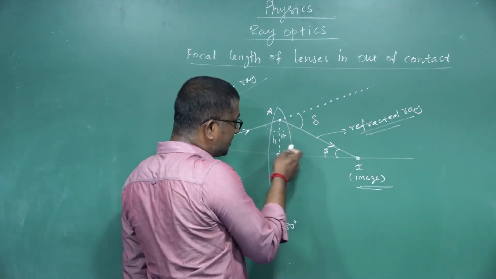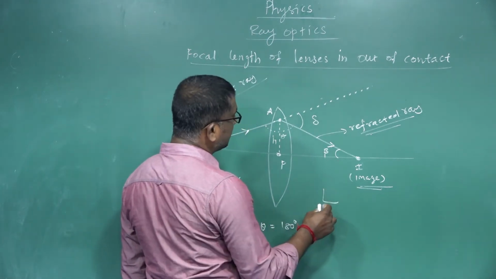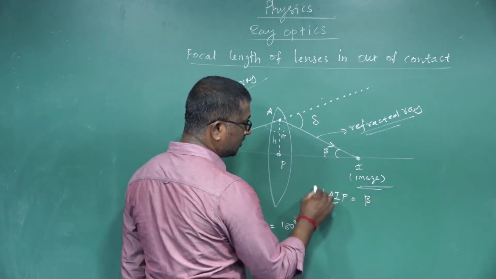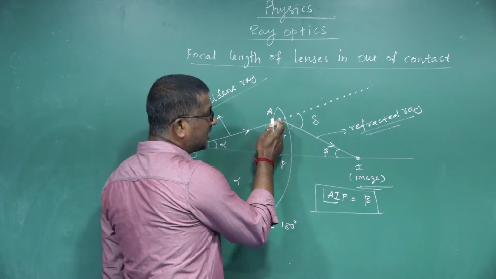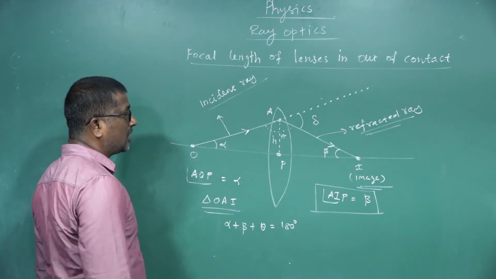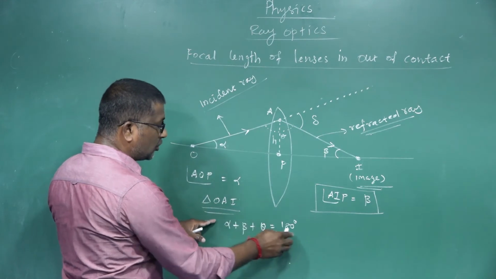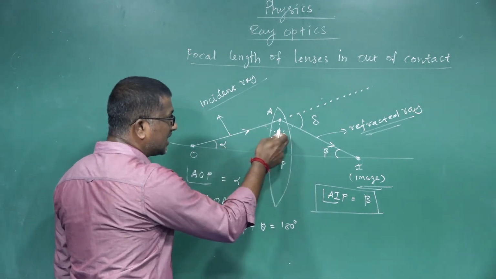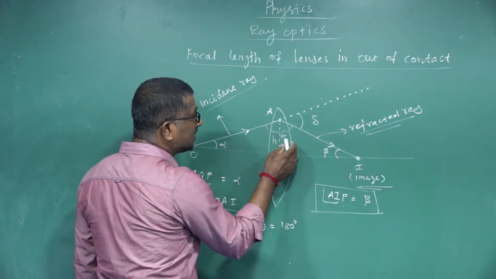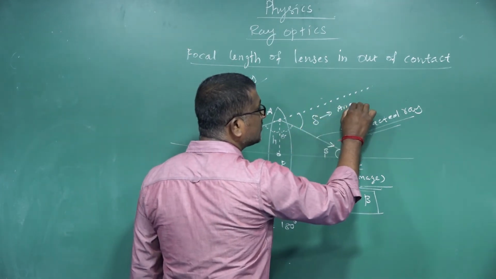Here the refracted ray makes an angle of beta with the principal axis. That is, angle AIP is equal to beta. Angle AOP is equal to alpha. In this triangle, the sum of these three angles is equal to 180 degree, so alpha plus beta plus theta is equal to 180 degree. Here this angle is theta and this angle is del. So this is called the angle of deviation.